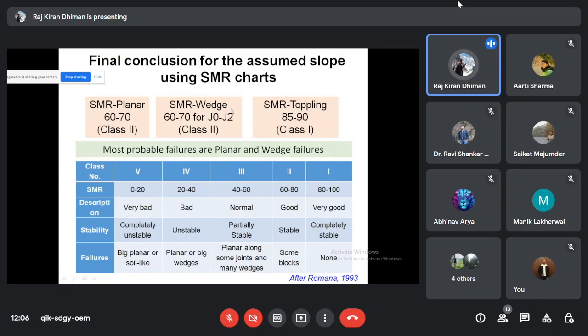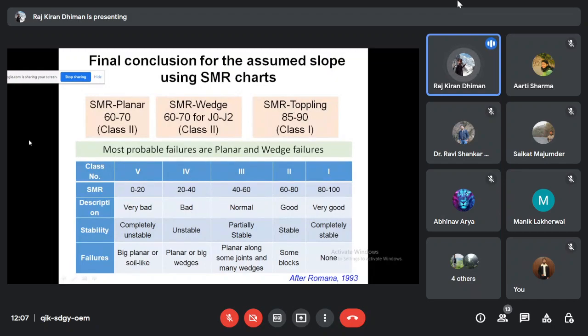And SMR for wedge, for the J0 J2 intersection, is also lying between 60 to 70, so it is also class 2. So there can be some block failure or wedge failures along this particular intersection. For toppling, there is class 1. Class 1 means there is complete stability and there is no toppling failure in this particular slope.